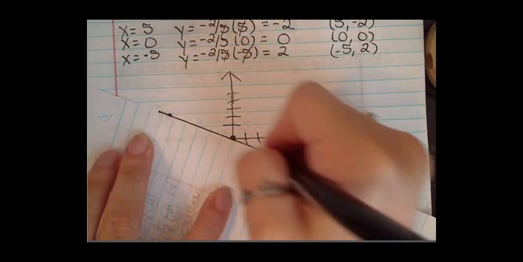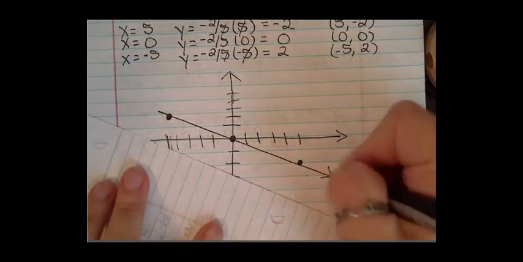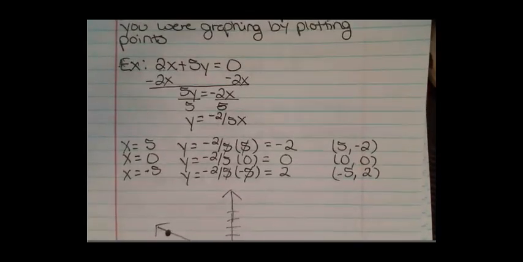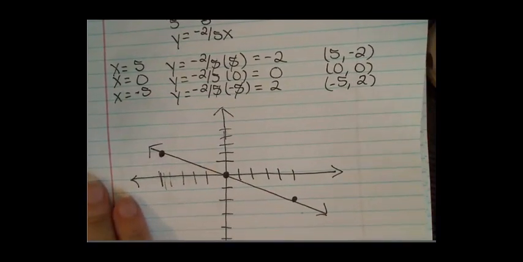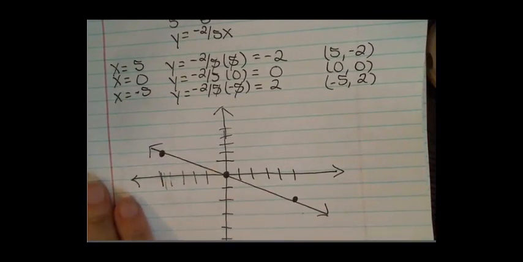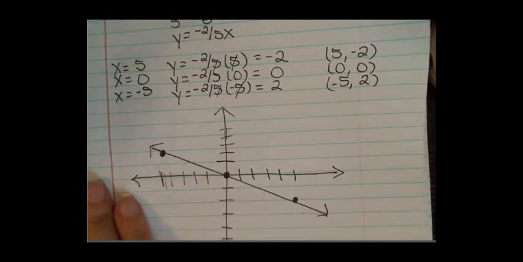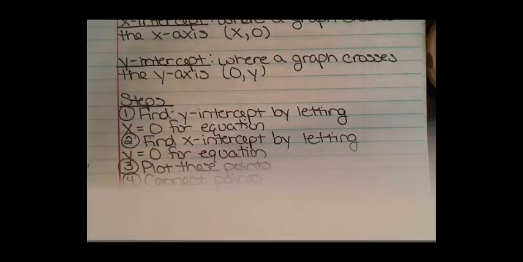So if you're graphing by plotting points, or if you're graphing equations that are of the form ax plus by, you're going to be using the exact same steps. Okay, that's a little tedious. You can use this method, but you're really going to use the next method and the one after that a little bit more commonly. So the next method is graphing using the x and y intercepts.